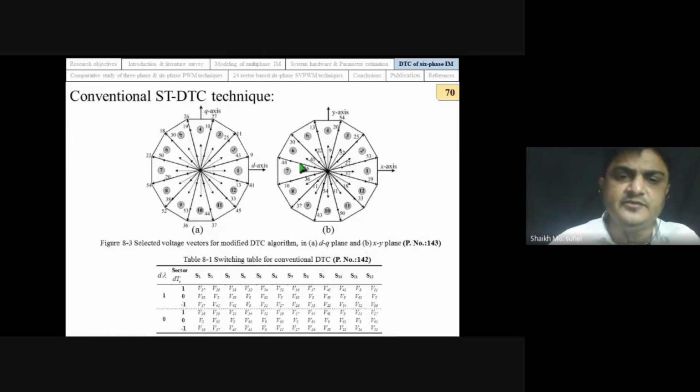The first technique that we use is the conventional switching table based DTC. In conventional switching table based DTC, in every sample, we are utilizing only one voltage vector. Because of that, we cannot control the XY current harmonics.